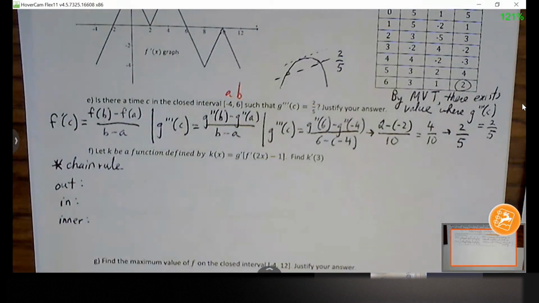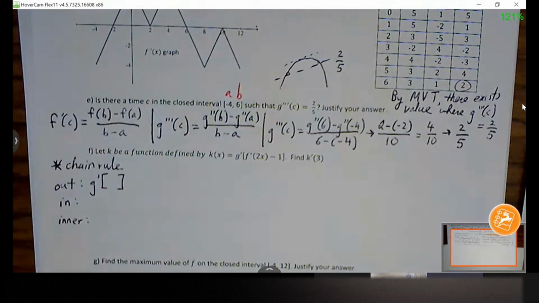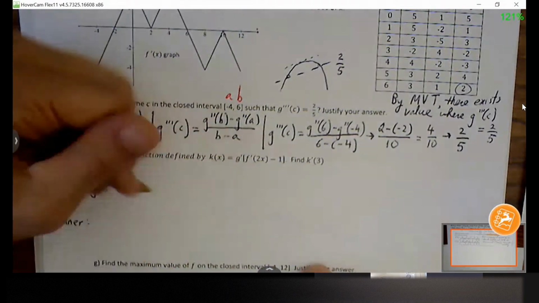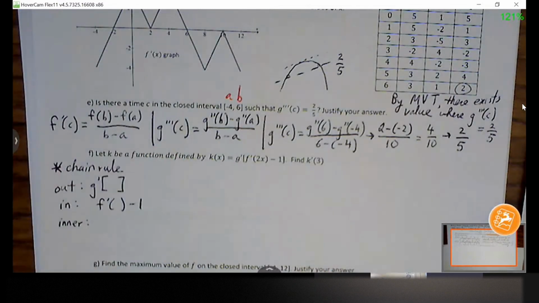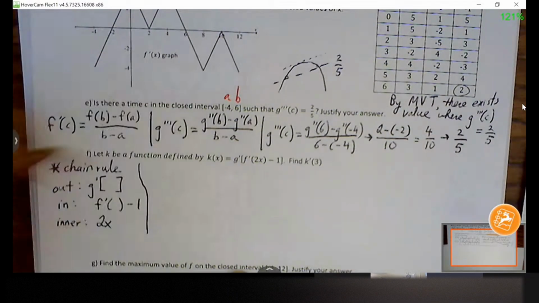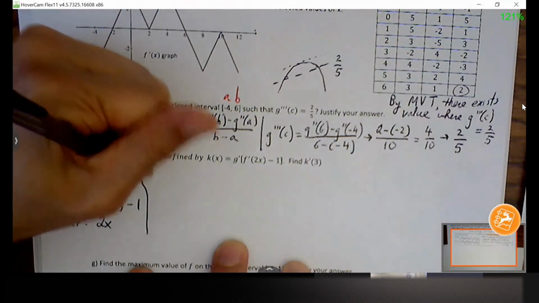All right, what's the outermost portion that you see? G prime. G prime, okay. We'll list that out. Okay, what's the next function in? F prime minus 1. Yep, good. Everything inside this bracket, right? Okay. F prime minus 1, good. And then there's that inner portion, which is 2x. 2x, okay, good. So this is important because if you can list these 3 parts, then you have a much better success rate of creating the correct derivative. Okay, so we'll take care of each portion one at a time.